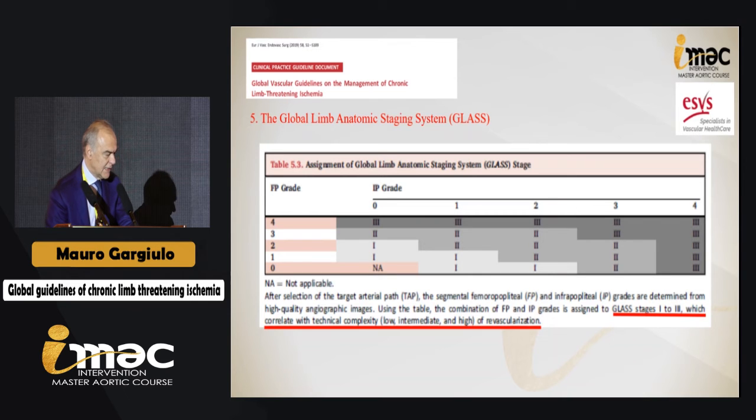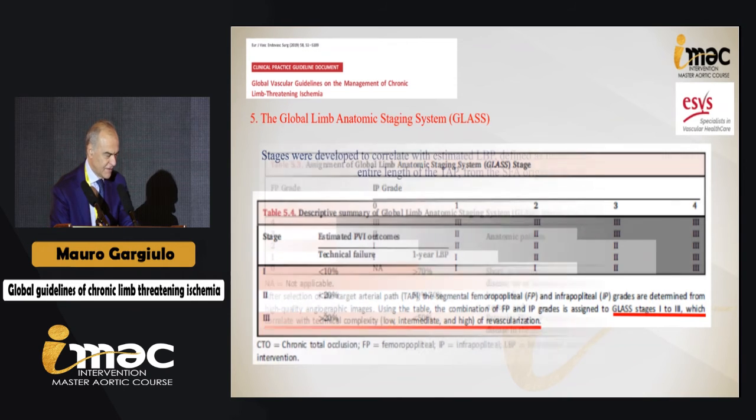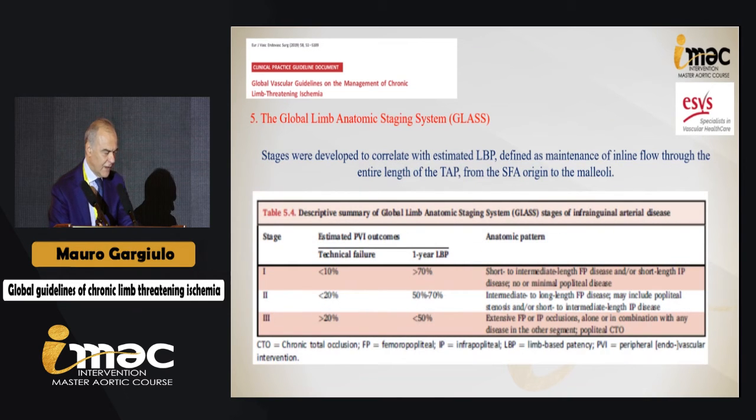And we can see in the next slide that stage 1 has a technical failure of less than 10%, stage 3 a technical failure of more than 20%, and 1-year limb-based patency is more than 70% in stage 1 and less than 50% in stage 3.